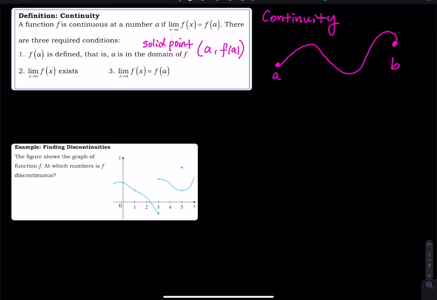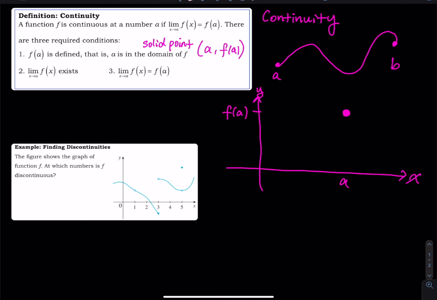So let's bring 1, 2, and 3 into one graph. So we have a y-axis, and then we have an x-axis. So this is my x, and then this is my y. F of a is defined. So I have a solid point right here. This point is when x is equal to a, y is equal to f of a. It's a solid point. It is not an open circle, not a vertical asymptote.